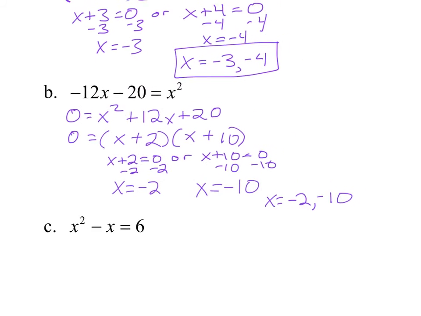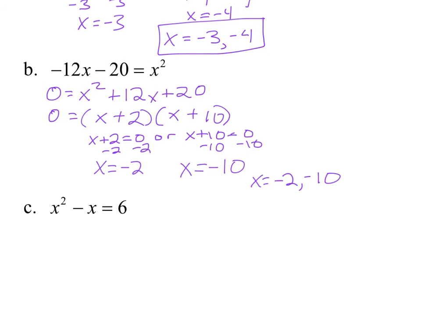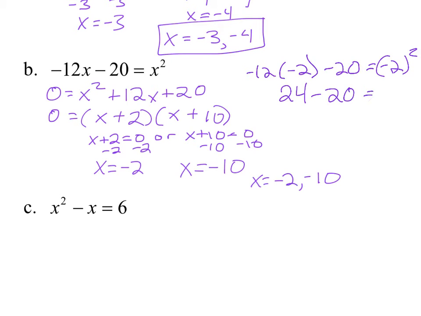Now, if I plug those in to check, let's say I have -2. So -12 times -2 minus 20, would that equal -2 squared? All right, -12 times -2 is 24. Minus 20, is that equal to -2 squared, which is 4? Yes, it is. So that one works.